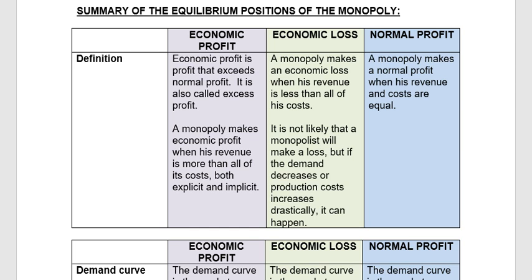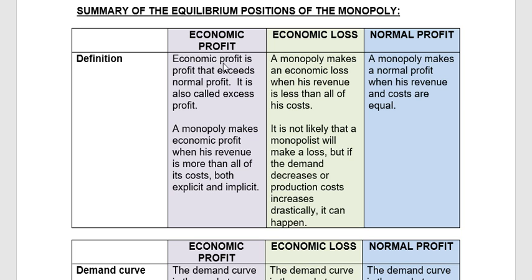Good morning, grade 12. Today we are just going to focus on the summary of the short-run equilibrium positions for the monopoly. Remember, we said in the short run, it is possible for the monopoly to make an economic profit, an economic loss, or a normal profit. Follow with me through this lesson because for the normal profit, you only need to know the theory; all the things relating to the graph, we are going to ignore.